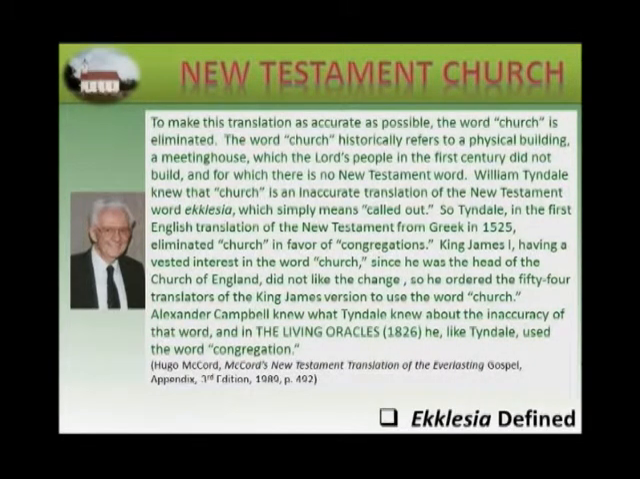So Tyndale, in the first English translation of the New Testament from Greek in 1525, eliminated church in favor of congregations. King James I, having a vested interest in the word church since he was the head of the Church of England, did not like that change, so he ordered the 54 translators of the King James Version to use the word church. Alexander Campbell knew what Tyndale knew about the inaccuracy of the word, and in the Living Oracles, 1826, he, like Tyndale, used the word congregation.